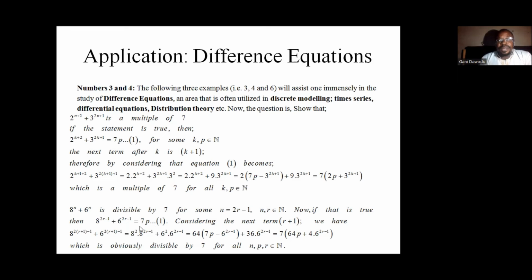Now that's for r. We will now consider the r plus 1 case. As we do so, we put r plus 1 in the office of r, and that results. Simplify that further to get this. Now you can make 8 raised to power 2r minus 1 the subject, and this will happen. Under simplification, it becomes this. And you can easily see that this is a multiple of 7. 7 divides this any day.